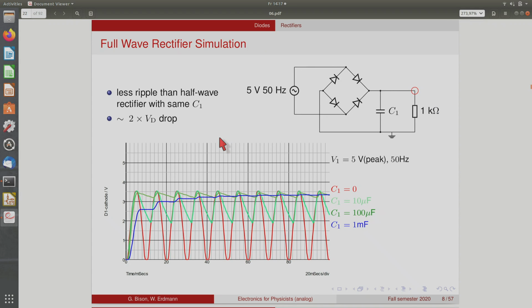Okay. So if you compare this now with the simple rectifier, then you find that you get much less ripple for the same sort of capacitance, which is nice. So ripple is the amount of how much the output is wavy and deviates from constant. So the disadvantage is that now the current has to go through 2 diodes. So you have 2 voltage drops.